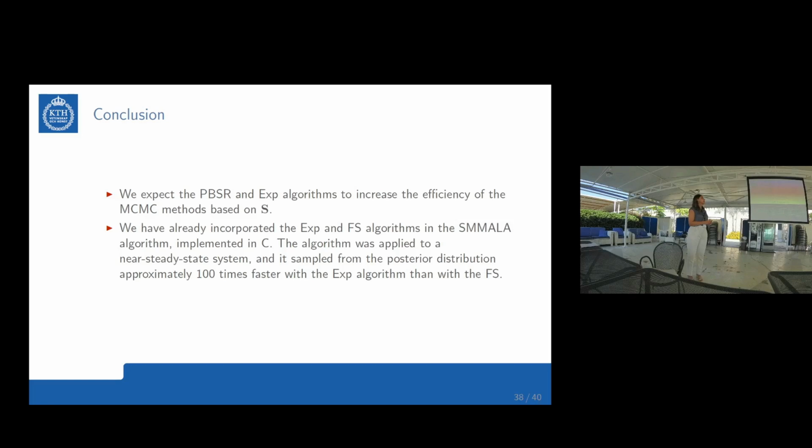And the use of the exponential algorithm was, in a sense, justified because the system where we applied it was close to a steady state. So the gradients were approximately constant. And the next step will be to apply this Pbsr algorithm on more general examples. We expect that it will improve the situation.